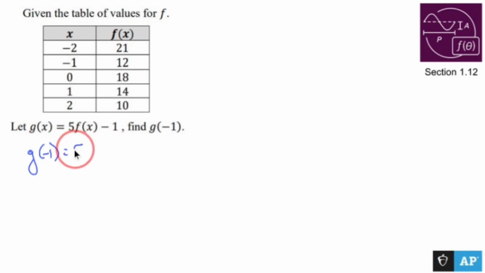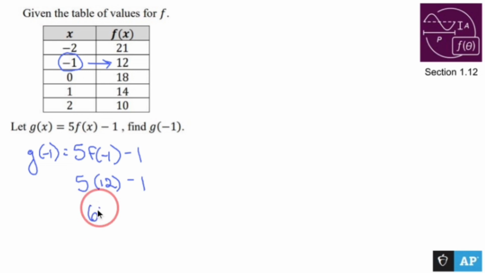G of negative 1 is 5 times f of negative 1 minus 1. F of negative 1 means let's go up to this table, and when x is negative 1, I get 12. So f of negative 1 is just 12. 5 times 12 becomes 60. Minus 1 becomes 59. And so g of negative 1 is 59.